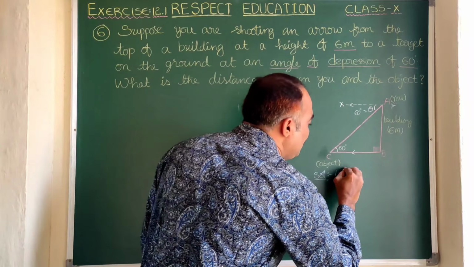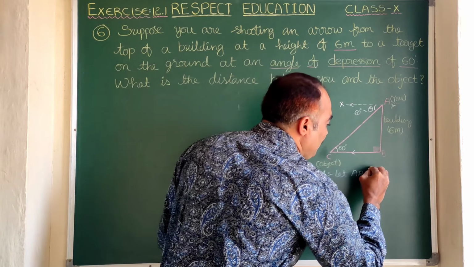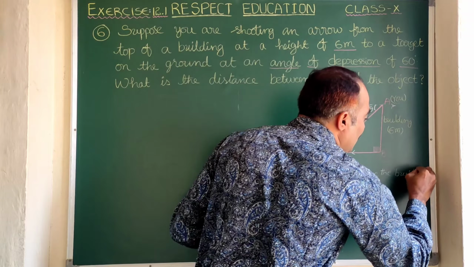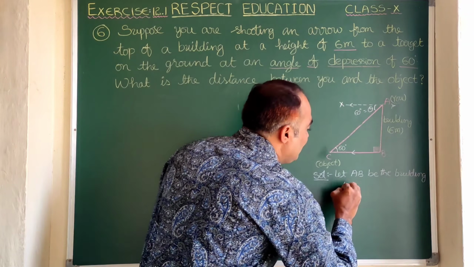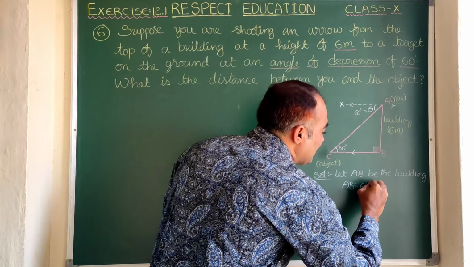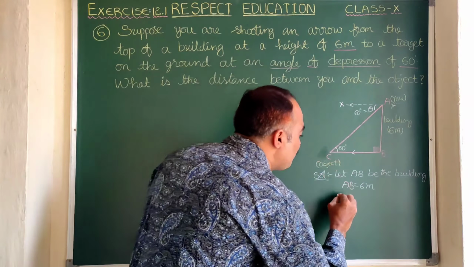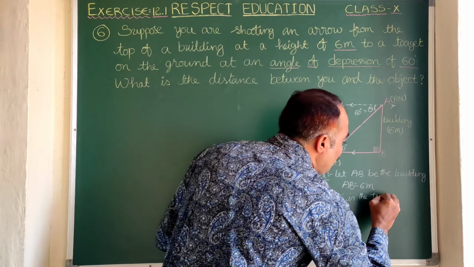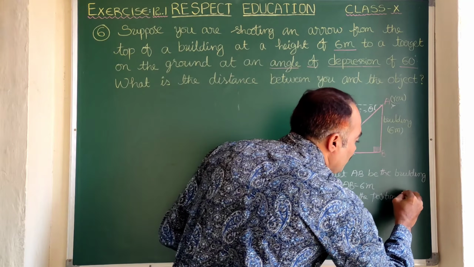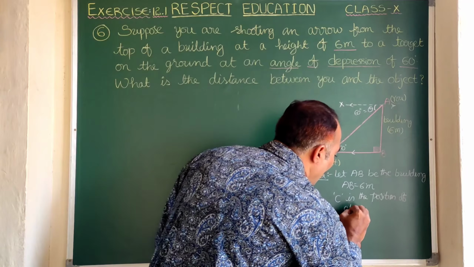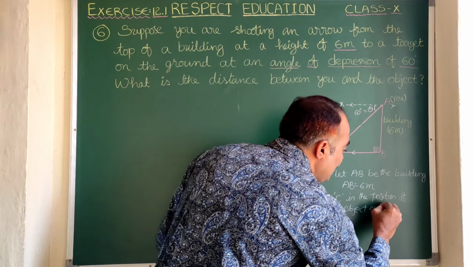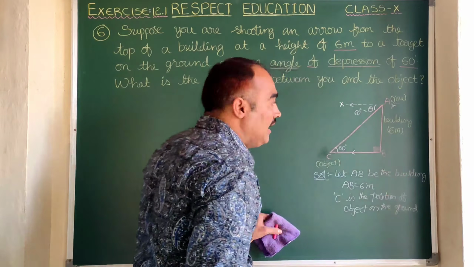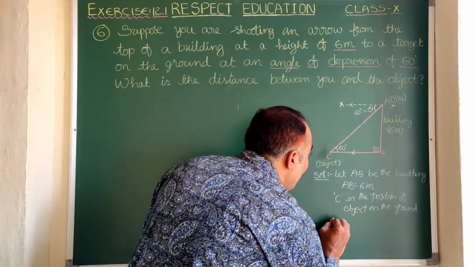Let AB be the building, or we can write the height of the building also. Here given AB as 6 meters, and C is the position of object on the ground.